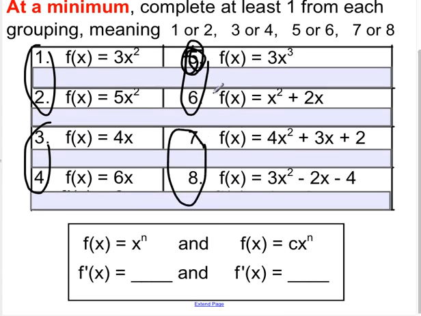And hopefully afterwards, if you fill those out and you start to look at the pattern, maybe you could come up with a pattern for any polynomial where I have x raised to some integer power. Well, what would the derivative be? Or if I had c is just some constant times x raised to some integer power, well, what's going to be the derivative for any polynomial like that? So that's your goal today. I will tell you the secret tomorrow.